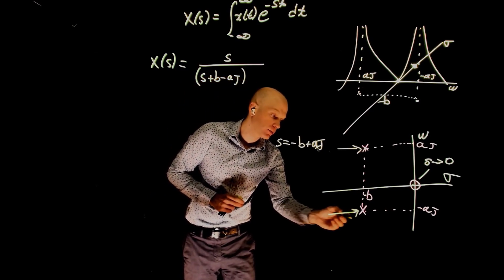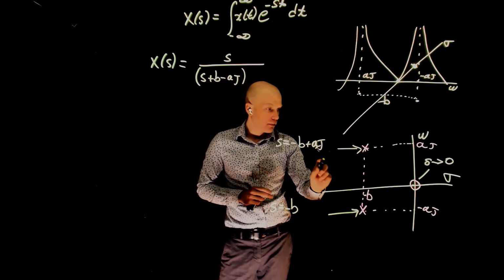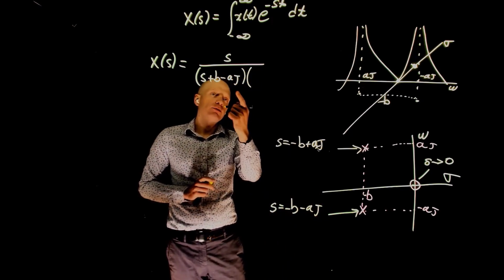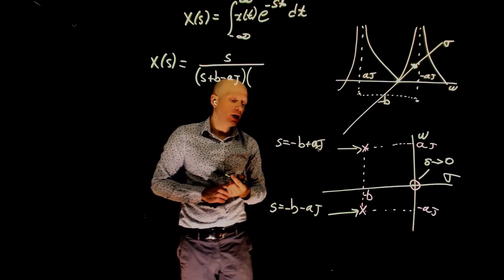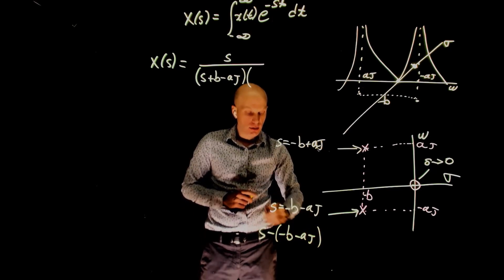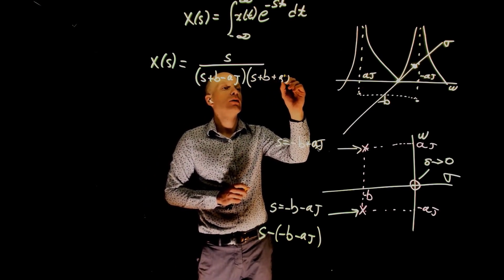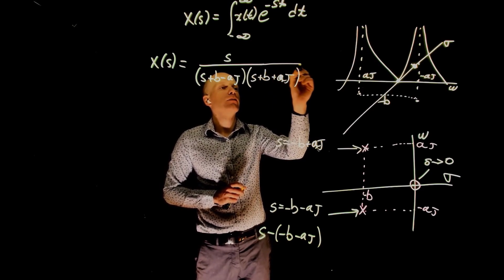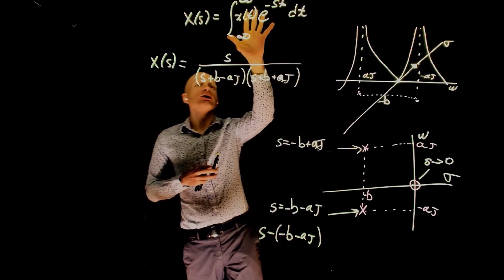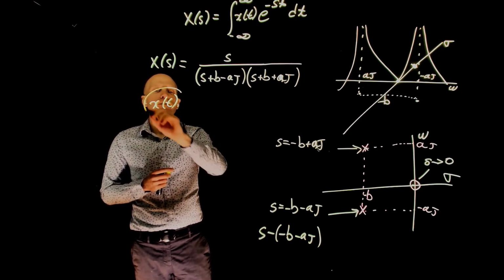What about this point? This point we also need to account for. At that point, s equals to negative b minus aj. Now, to make this function go to infinity when s approaches negative b minus aj, do s minus b minus aj. So we have here s plus b plus aj. Interesting. Now this function displays the same behavior as this function here. And this function is the Laplace transform of x of t.